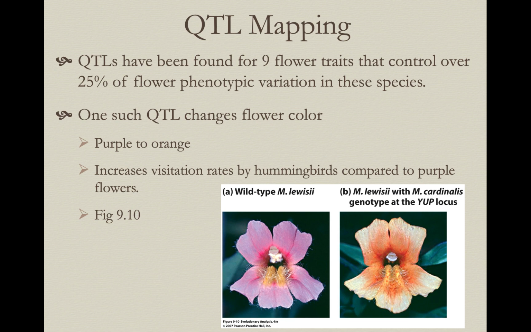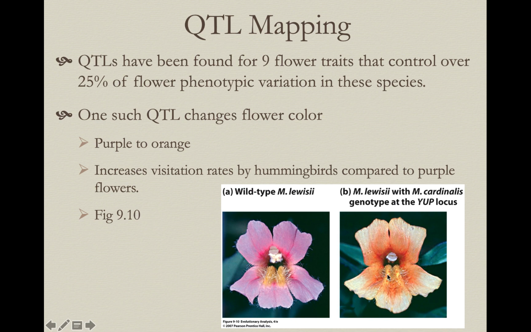We're using QTL mapping. There have been QTLs discovered for 9 flower traits, and they explain about 25% of the phenotypic variation across these species. One of them, one specific quantitative trait locus, is associated with a change in flower color, making it either purple or orange. And that's what's being shown down here. So here we have the wild type Lewisii. Here we have the Lewisii with one of the Cardinalis genes at that locus. Just that change, at that one gene locus, made this change.